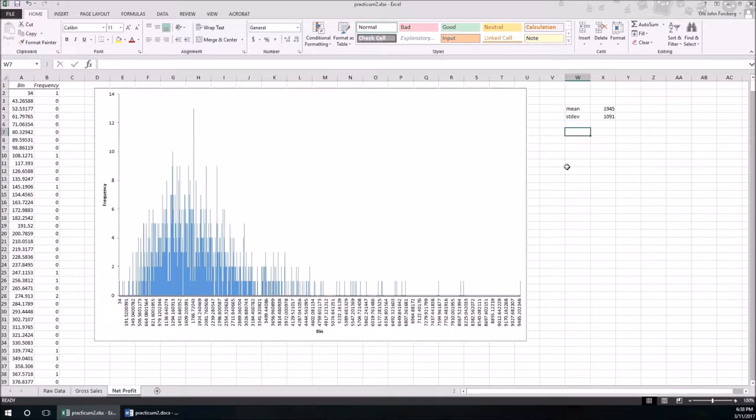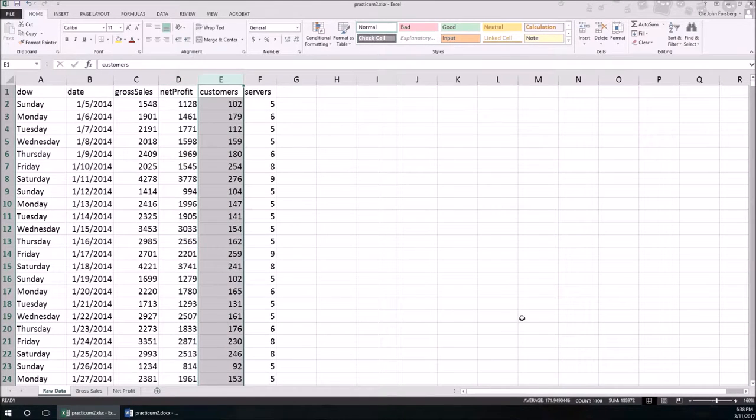Looks like we had a few days that were really not that profitable. Wow. Good thing it's not that many of those. I'd rather have a lot of these out here, the days that are almost $10,000 in net profits. Those are good ones. And the last one is customers served. Note that customers served is a discrete random variable. You can have one customer, you can have two customers, you can't have 1.5 customers.